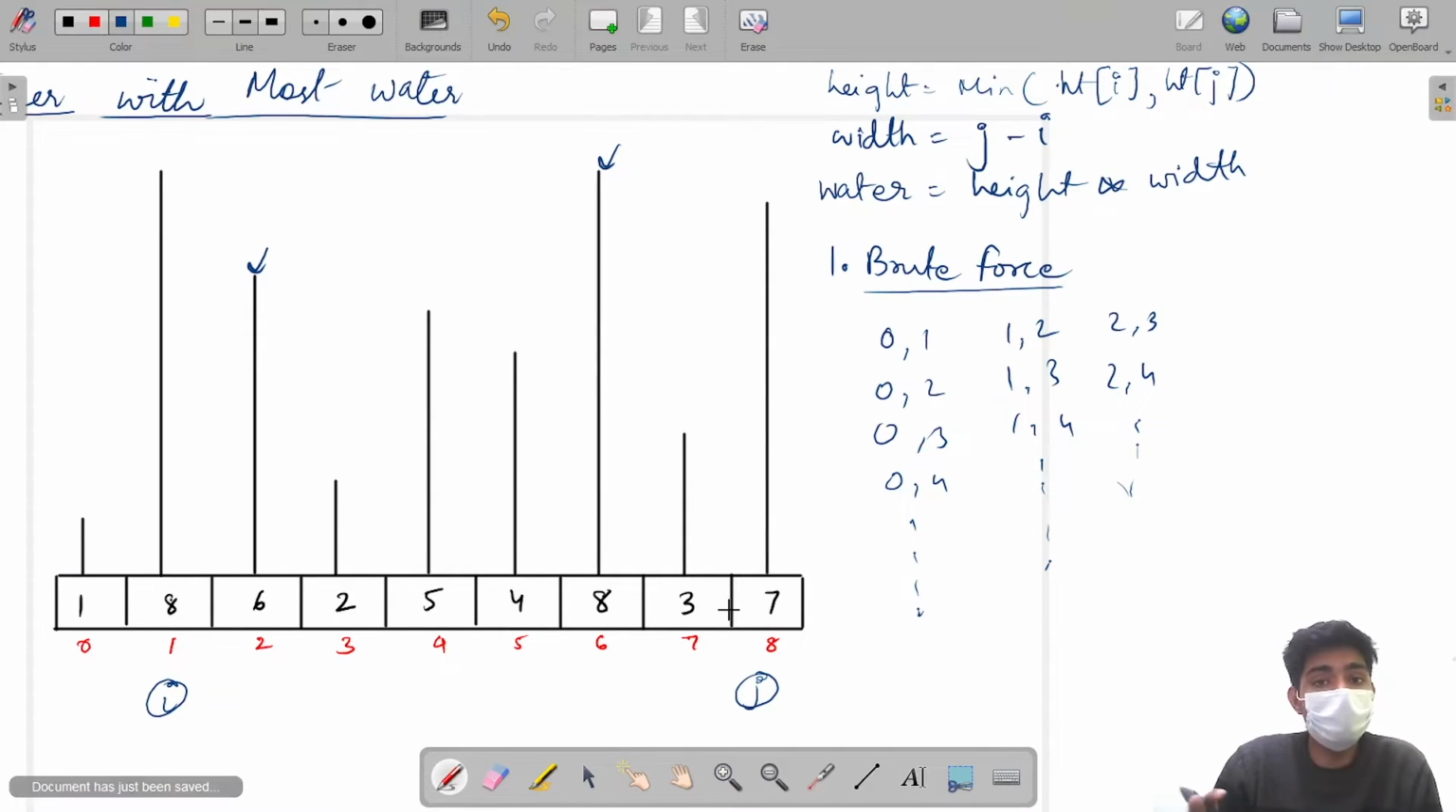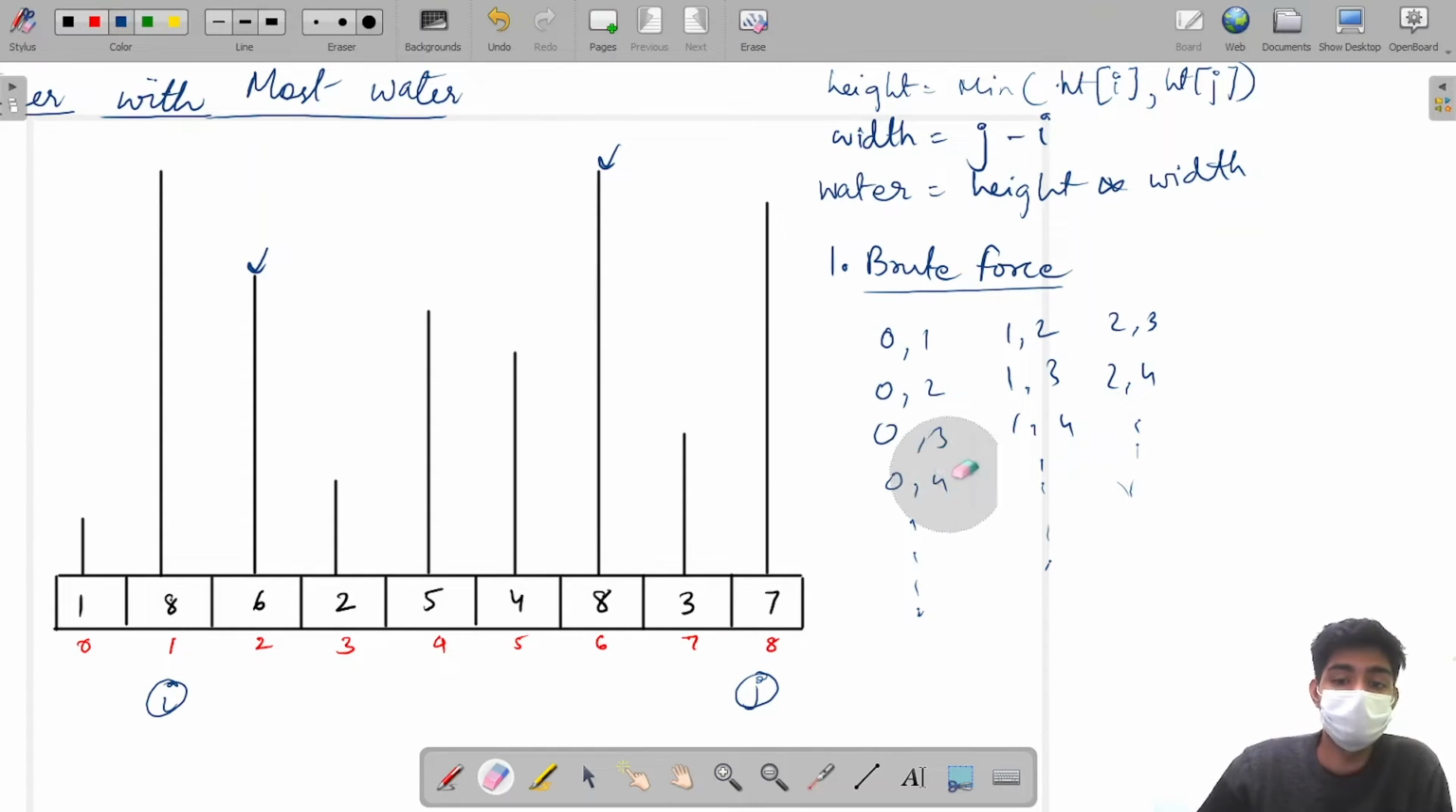We will have all the combinations, and we will see which one of these pairs makes up the maximum container, right? We will choose these two numbers. We will check for every single pair which one is going to give me the maximum area of my container. Okay, so that will be my brute force approach.